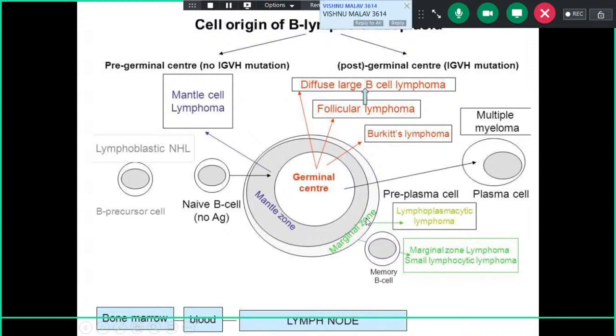Lymphomas arising from the follicles or germinal center are follicular lymphoma. Then comes the mantle zone, mantle cell lymphoma. Then comes the marginal zone lymphoma. Lymphoplasmacytic lymphoma also originates from here. Then comes the CLL. People call this a little bit controversial, CLL, but usually it is post germinal center only. It's not the germinal center cells.